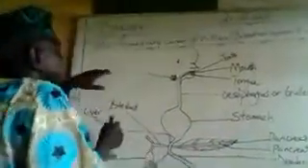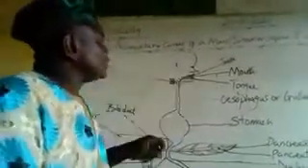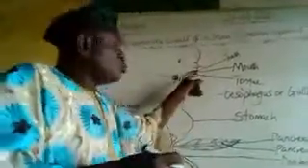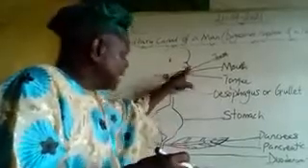Here we have, as you can see, the alimentary canal of a man, otherwise known as the digestive system of a man. Here we have teeth, we have mouth. The alimentary canal of a man starts from the mouth and ends at the anus.